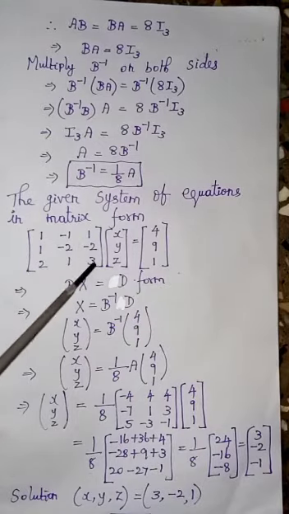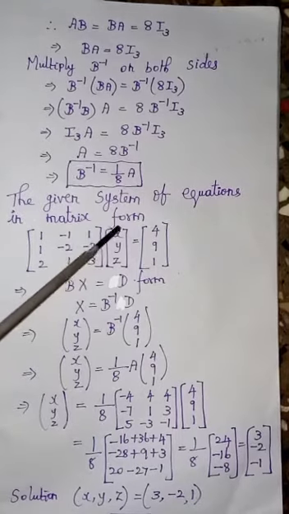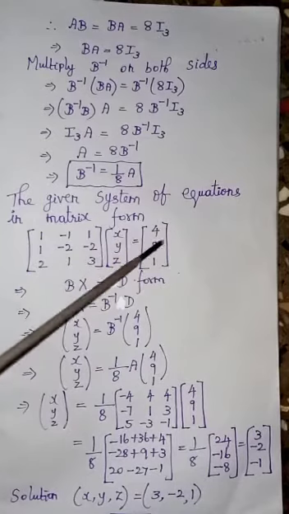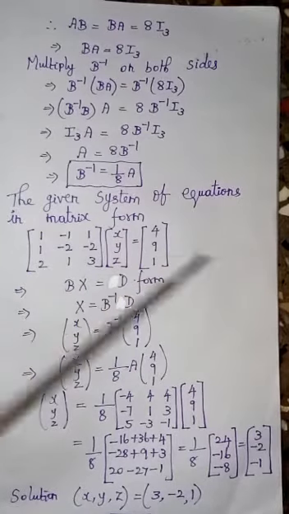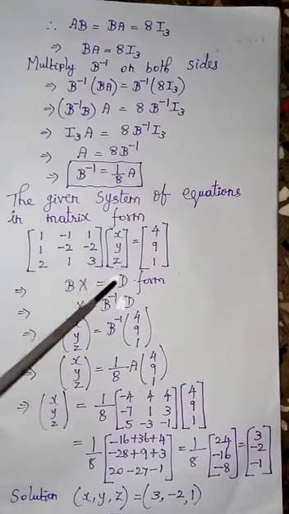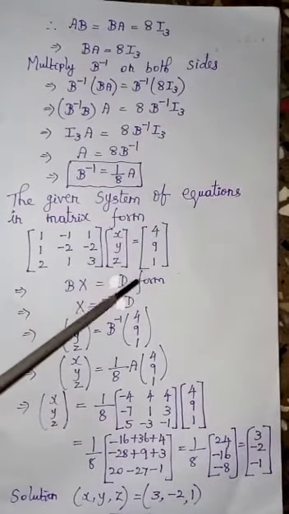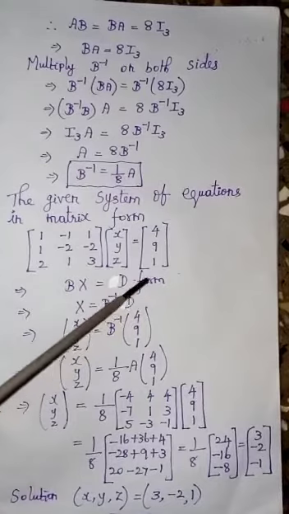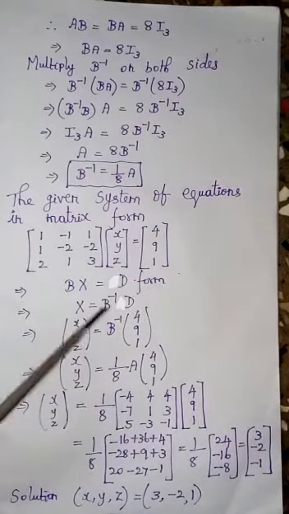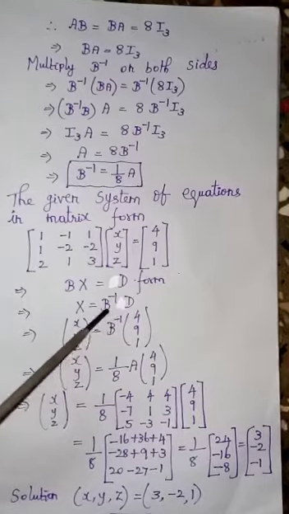The given three linear equations, write the coefficient values 1 -1 1, 1 -2 -2, 2 1 3, in the form BX equals D, where capital X is nothing but x y z and the constant values 4 9 1 are given in our problem. This is nothing but B, this is capital X, and consider the constant as D, because the A matrix is already given. So X is equal to B inverse D. The solution is X is equal to B inverse D.